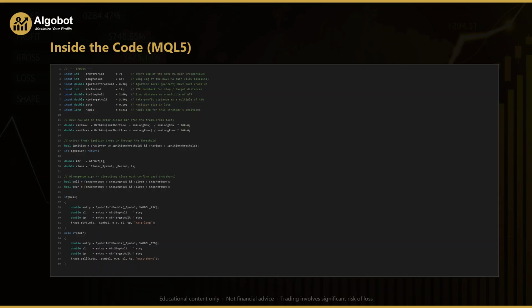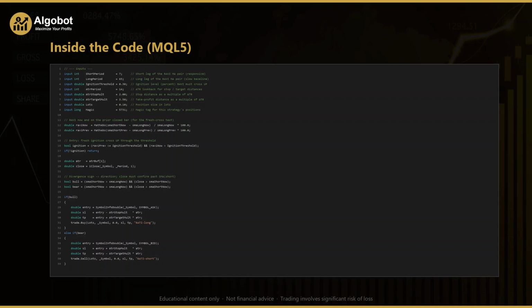Let's look at the actual MetaQuotes code that runs inside the Expert Advisor. At the top are the inputs you can adjust in the tester. Short period and long period, defaulting to 7 and 65, are the two moving average legs. Ignition threshold, at 0.30, is the level RAVI must cross upward. ATR period, ATR stop multiple, and ATR target multiple, at 14, 2, and 3.5, control the volatility-based stop and target. Lots sets the position size, and Magic tags the strategy's own trades.